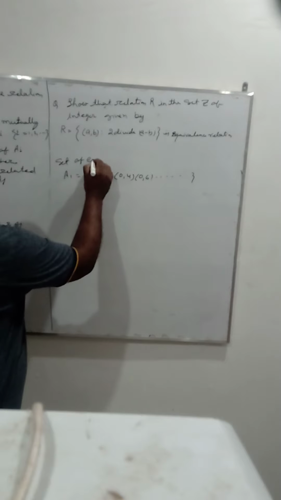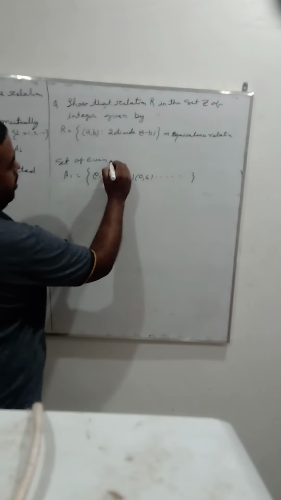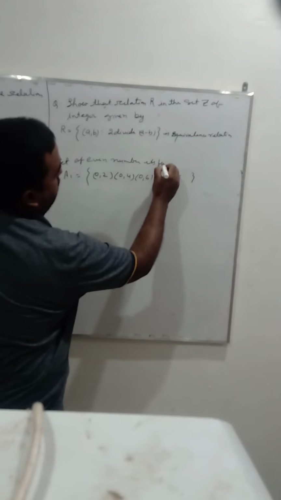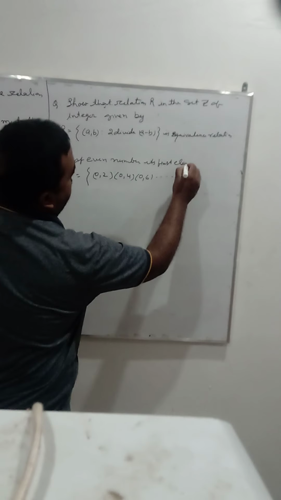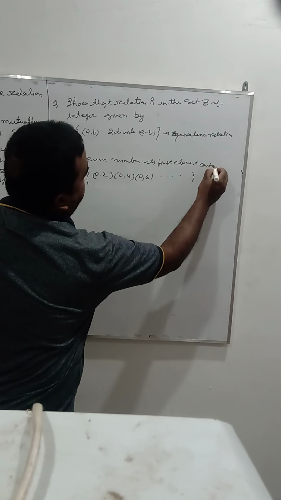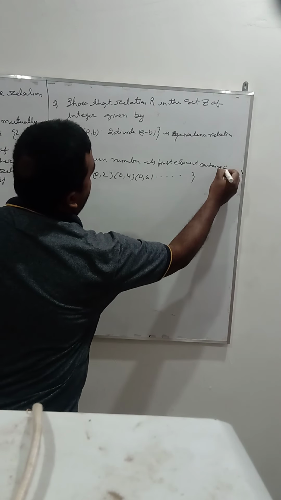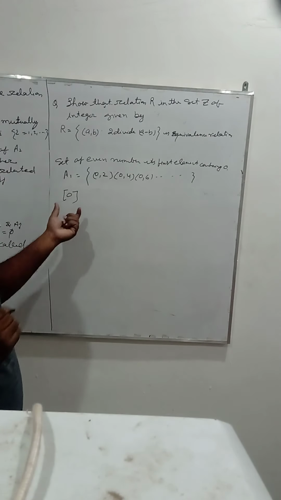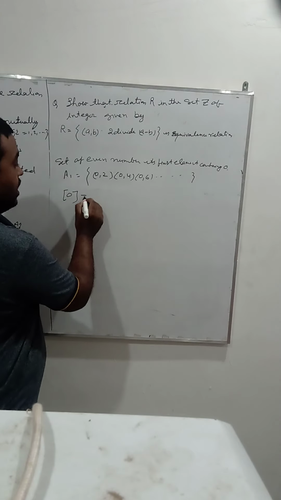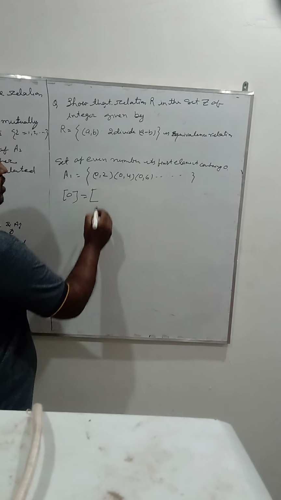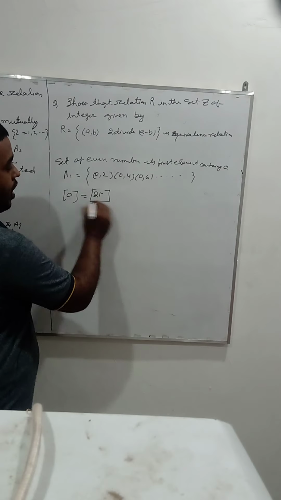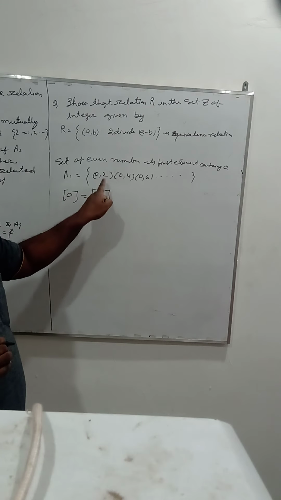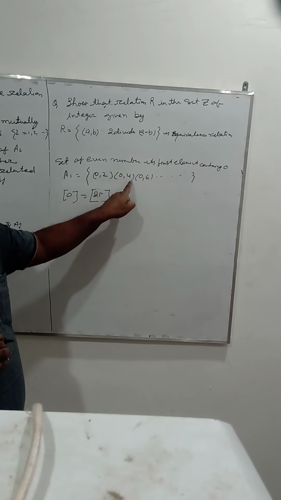Set of even numbers, its first element containing 0. It is represented in this way: it contains 0 and its other elements in the form 2r. Look here: 0, 2, 0 minus 2, this is minus 2, 0 minus 4, means all are even numbers.